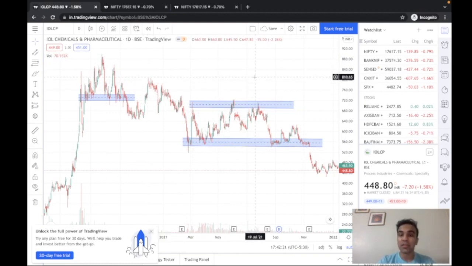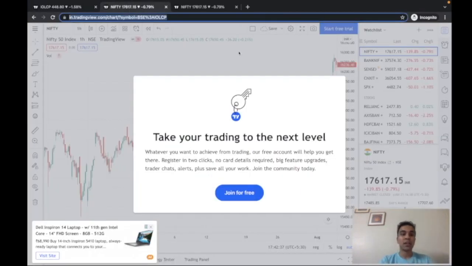So what you want to take away from this is that you should not be going long at support levels if the stock has been making continuously lower highs, right?